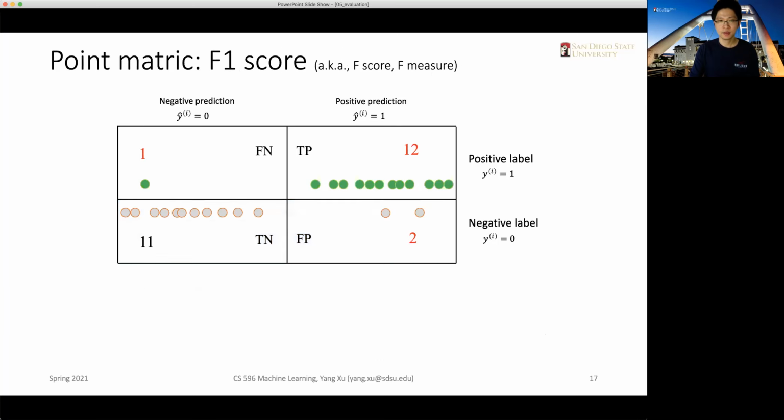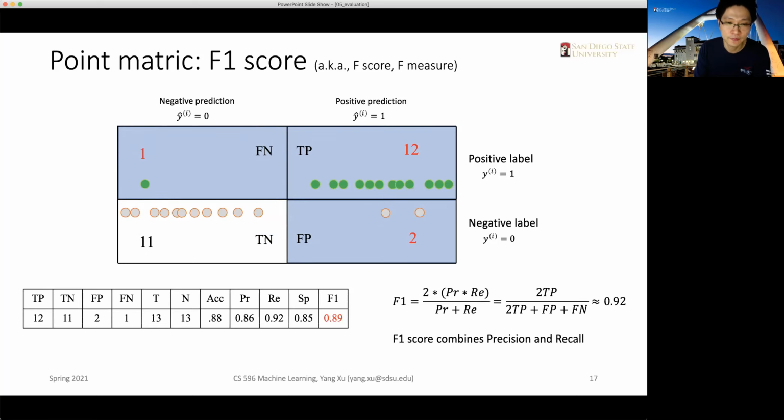So using the precision and recall and these numbers, true positive, false negative, and false positive, we are able to define a more robust evaluation of the model, which is called the F1 score, or sometimes we call it the F score or F measure. So we can basically take precision times recall times 2.